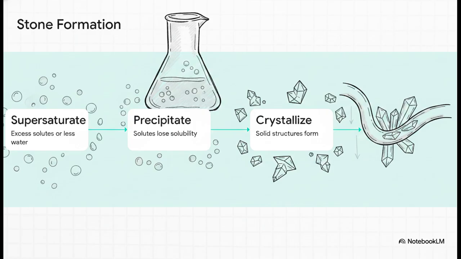Second, we hit precipitation. The solutes literally lose their solubility. They just can't stay dissolved in the liquid anymore. Third is crystallization. Those precipitated solutes start to clump together, forming solid, jagged little structures. And finally, step 4, obstruction. These crystals get swept into the ureter or the renal calyces and literally lodge themselves in the plumbing. Just like that, liquid urine has transformed into a mechanical roadblock.